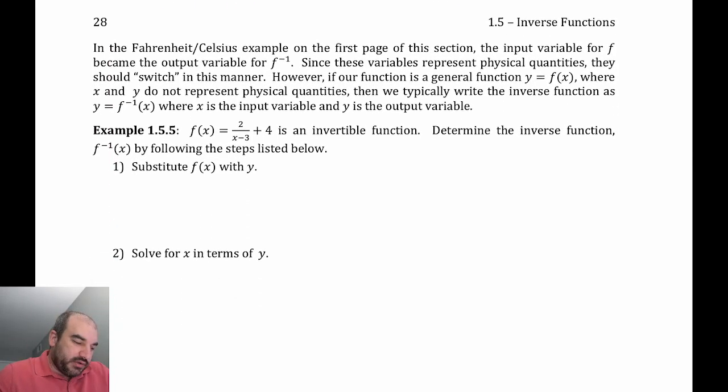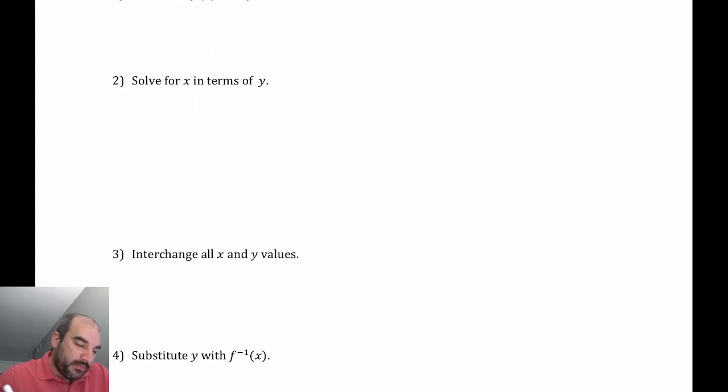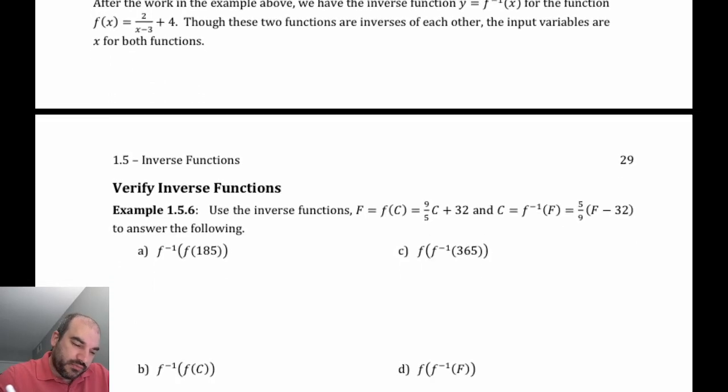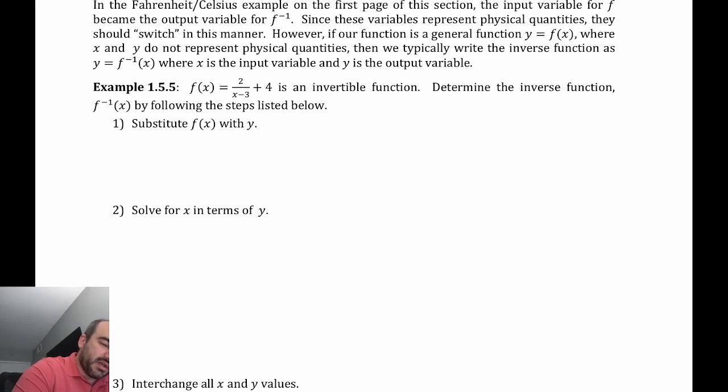Okay, moving on to the next page. This example gives us a function that is an invertible function. It tells us it's invertible. Determine the inverse function by following the steps listed below. Okay, let's go through these steps. These are the steps for how to find the inverse of a function. So this example is going to be important to look back on when a question asks you to find the inverse of a function. These are the steps that you will follow.